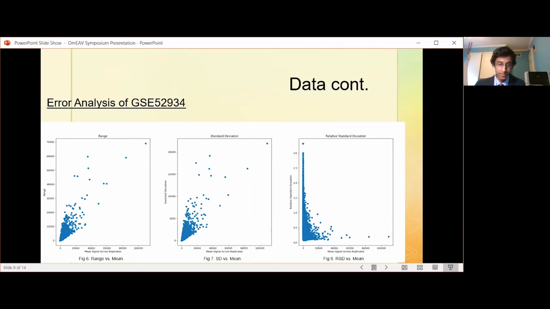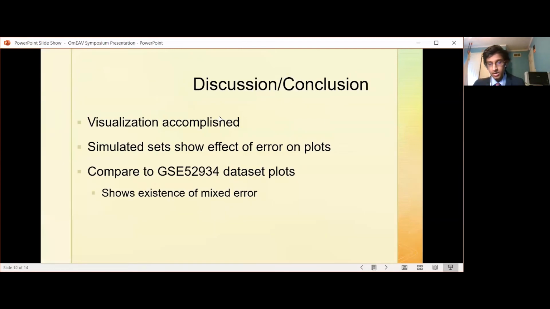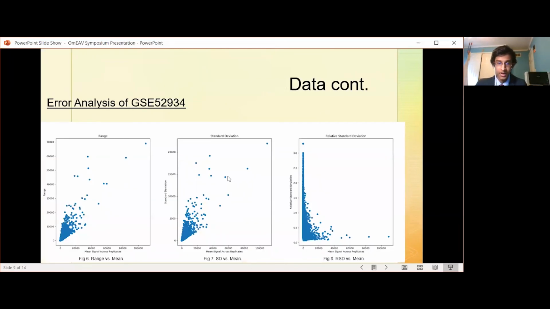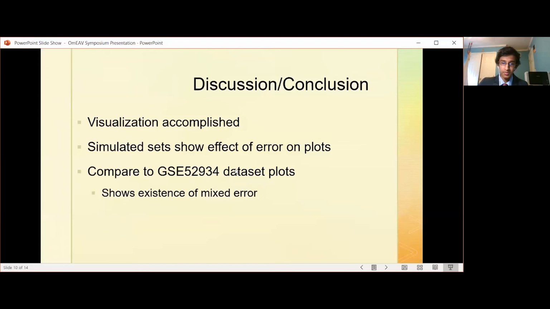And so that's really important. So that means I was able to accomplish visualization of these graphs. And so I can show the effect of error on these plots because the simulated set showed what the error looks like, and then when you use it on actual data sets, I can still see those similar trends, that shows me that I can use this to identify those types of error within those graphs.